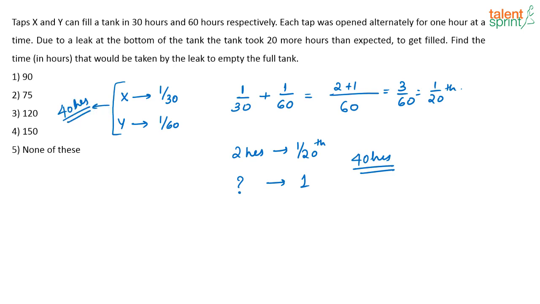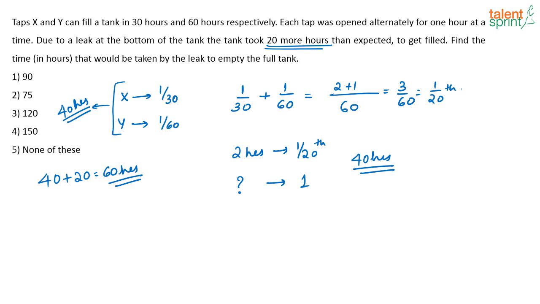But what is happening here? Because there is a leak at the bottom, it is taking 20 more hours. What is the time taken now to fill the tank? 40 plus 20, totally 60 hours it's taking to fill the tank, and this is because of the leak. So now how do you account for this? The question is, find the time that would be taken by the leak to empty the full tank. So let us say in 2 hours of time, right?